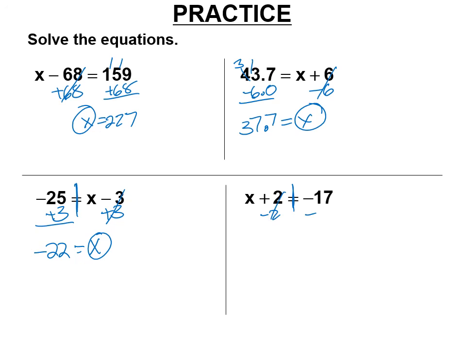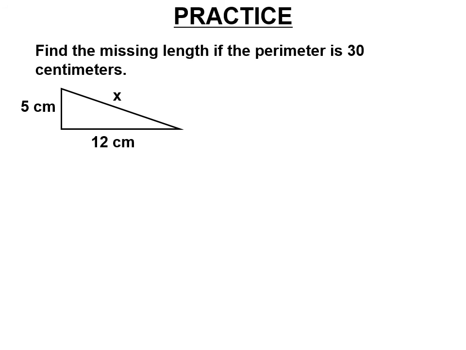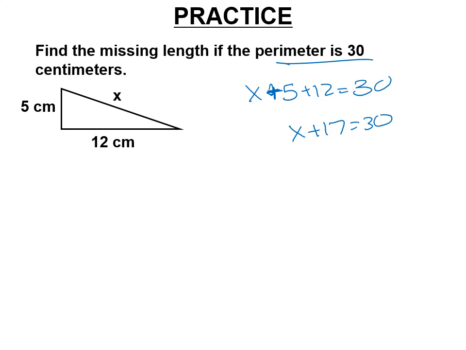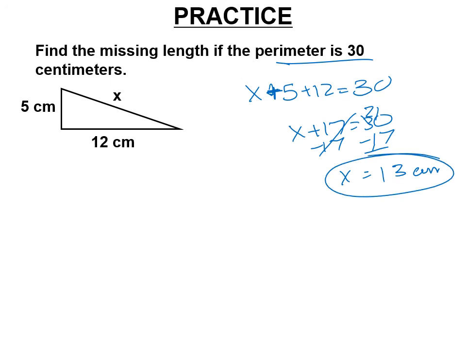Subtract 2 from both sides. x, negative 17 minus 2, same as negative 17 plus negative 2, negative 19. Perimeter, so we don't know that side. We know 2 are 5 and 12. Oops, that's a plus. We're adding up the 3 sides, and the perimeter, it says, is 30. Well, that's x plus 17 equals 30. Subtract 17 from both sides, and x equals 13 centimeters.